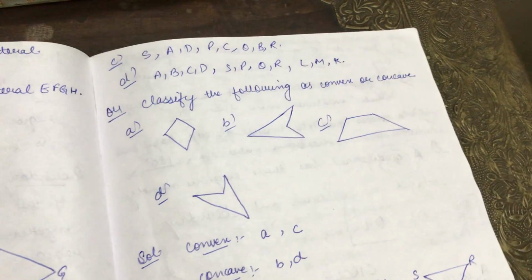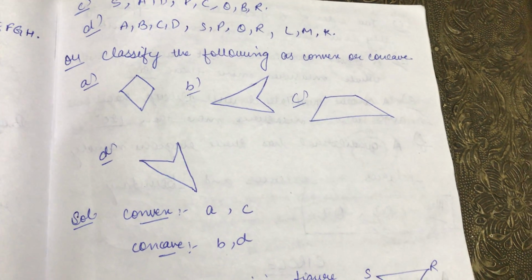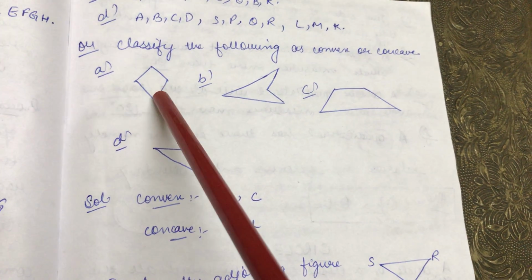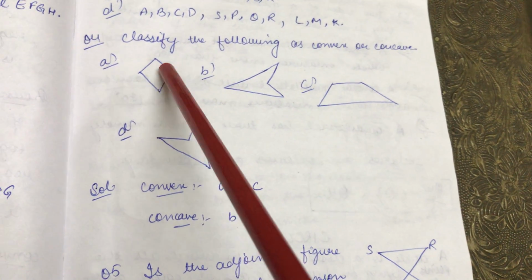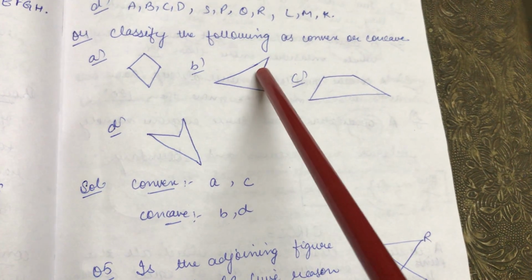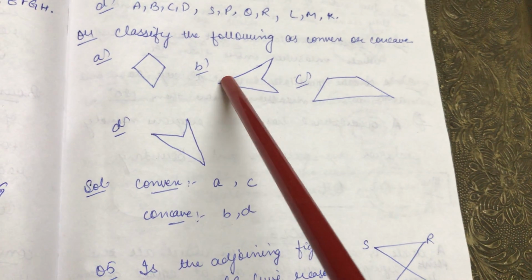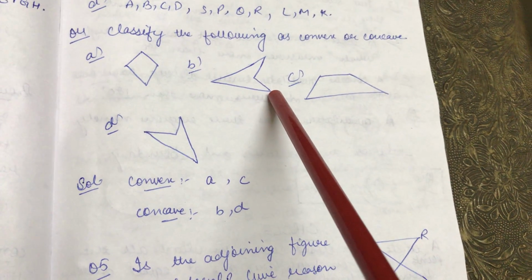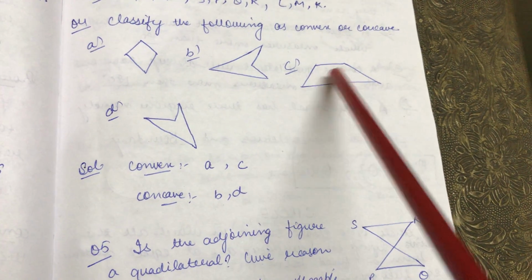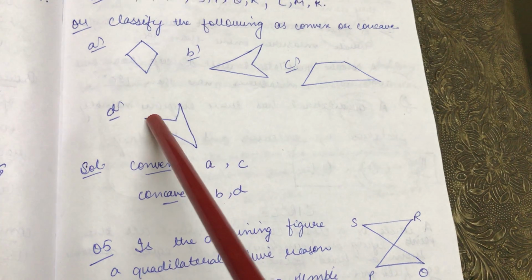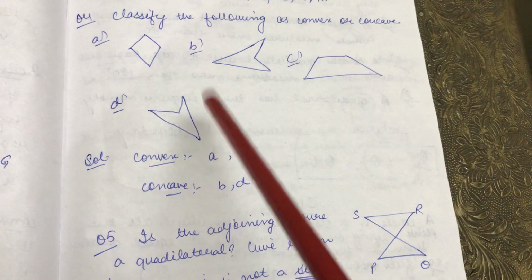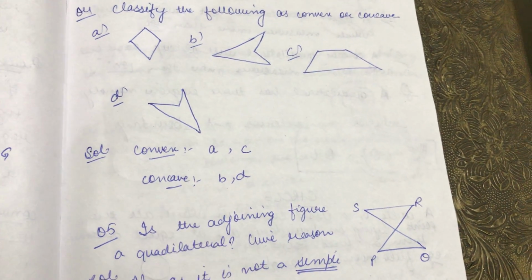Next question is, classify the following as convex or concave. So A part is, now in this clearly all the angles are less than 180 degrees, so it is a convex quadrilateral. In B part, this angle is greater than 180 degrees, or if I join the diagonals, they meet outside the quadrilateral, so this is concave. Next, clearly all the angles are less than 180, so this is convex. Similarly here also, one angle is greater than 180 degrees, so it is concave. So A and C are convex, B and D are concave.